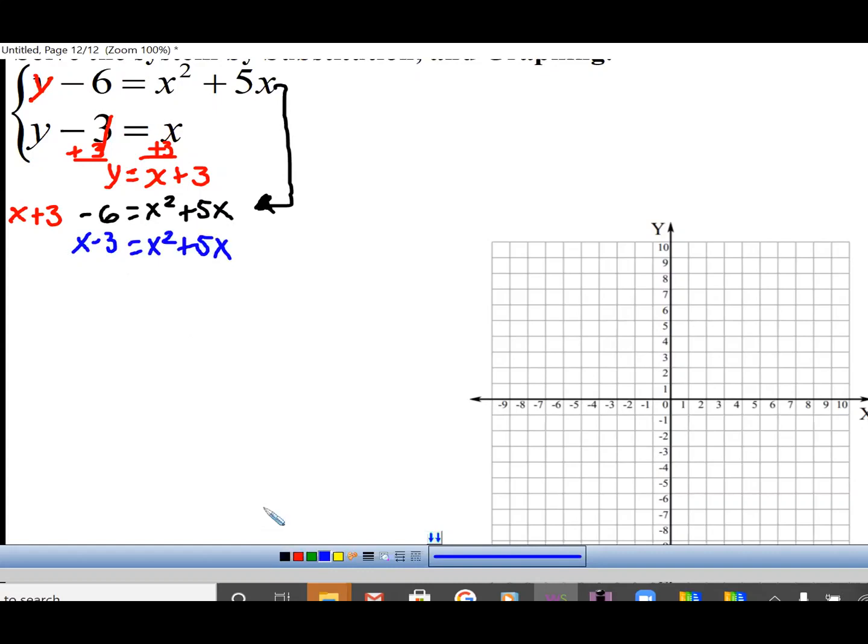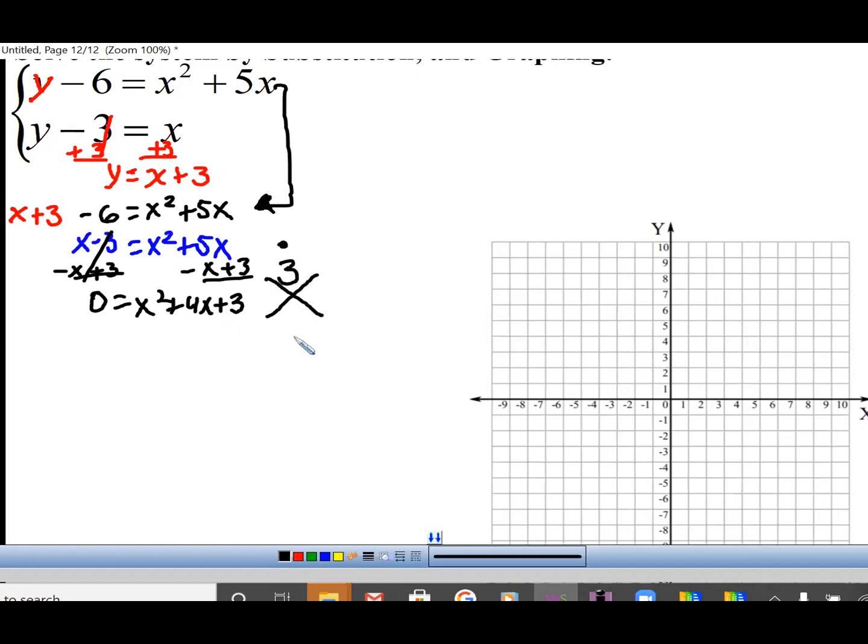To solve that quadratic equation, you need it to equal 0. So that means we need to get everything to one side. So minus x plus 3, minus x plus 3. That leaves us with 0 equals x squared plus 4x plus 3. From there, we're going to use the method of factoring in order to solve that quadratic equation.